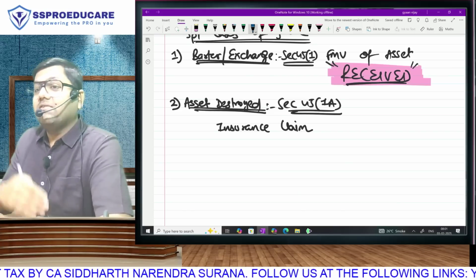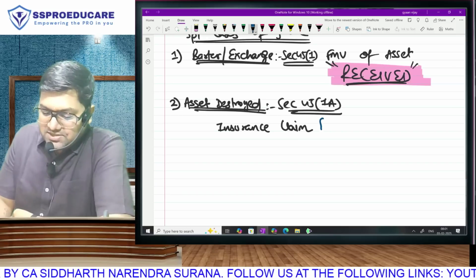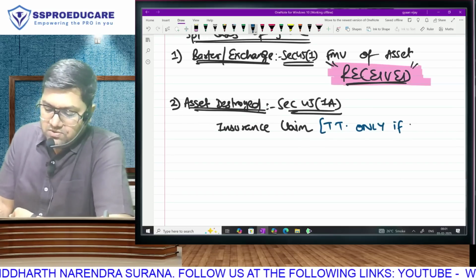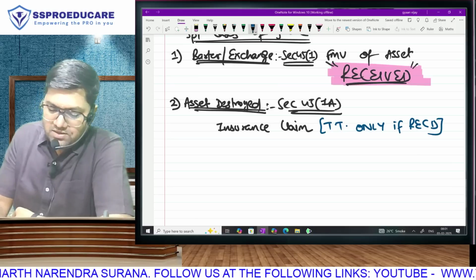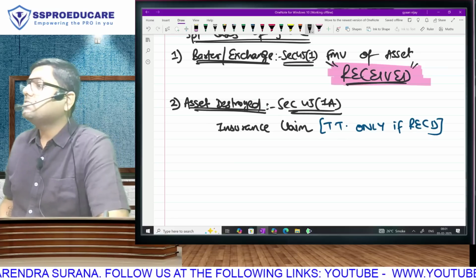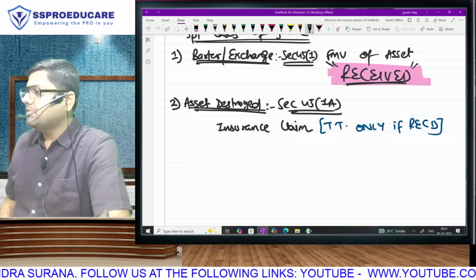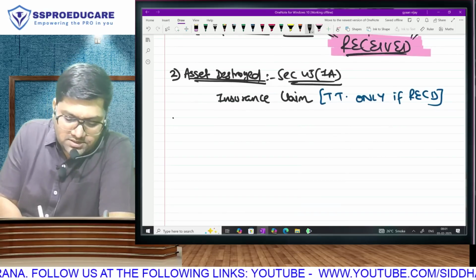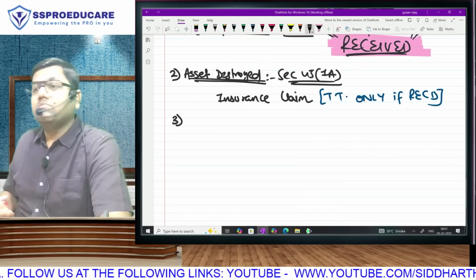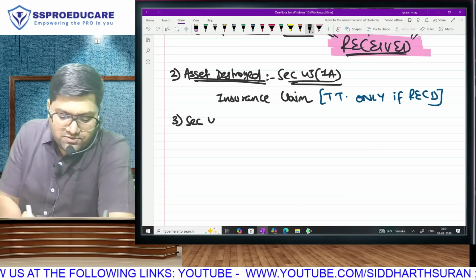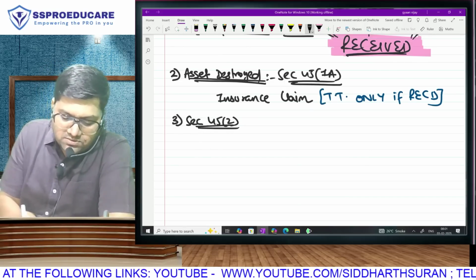Why did I call the government that? Because this transaction is a taxable transfer only if the claim is received. If it is not received, it is excluded from the definition of taxable transfer. Correct? Fantastic. Next. Third. As I said, most of the things you are aware of, just the section number you don't know. Section 45, subsection 2.